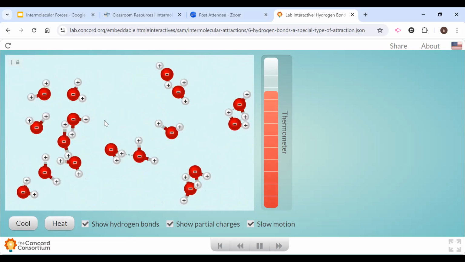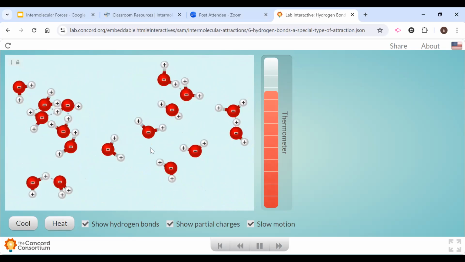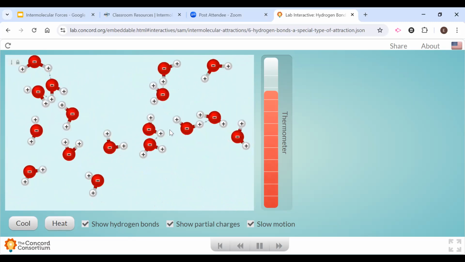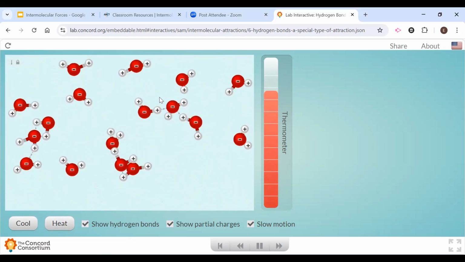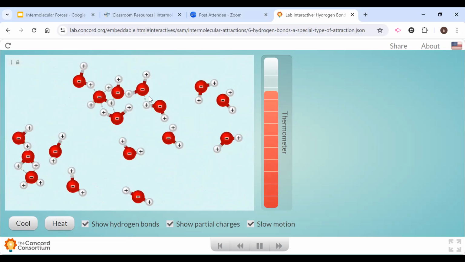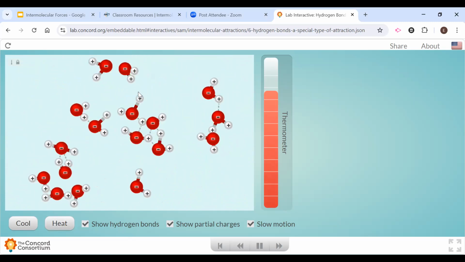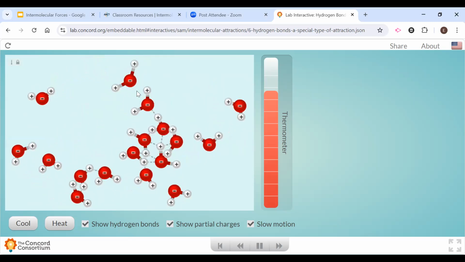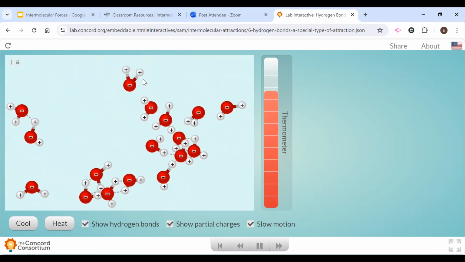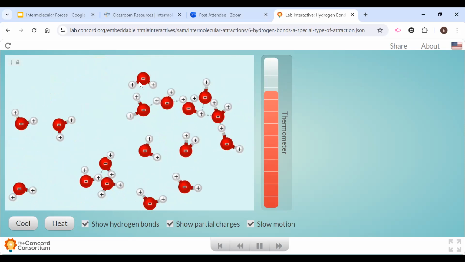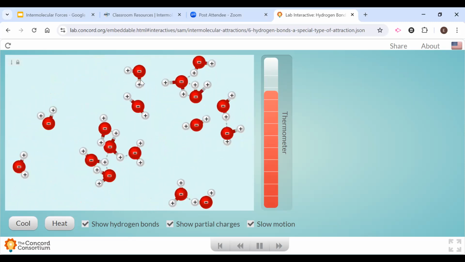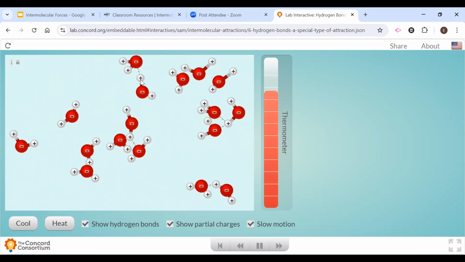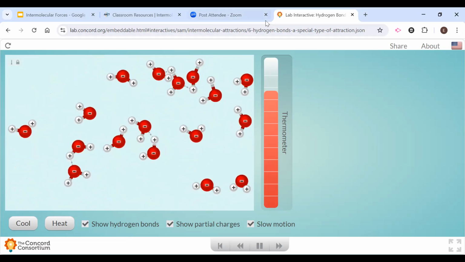Just to show you again, intermolecular forces are the ones between molecules. You see that? Between the partial negative and partial positive of two molecules, that forms a much weaker bond than the bond between oxygen and hydrogen, much weaker.